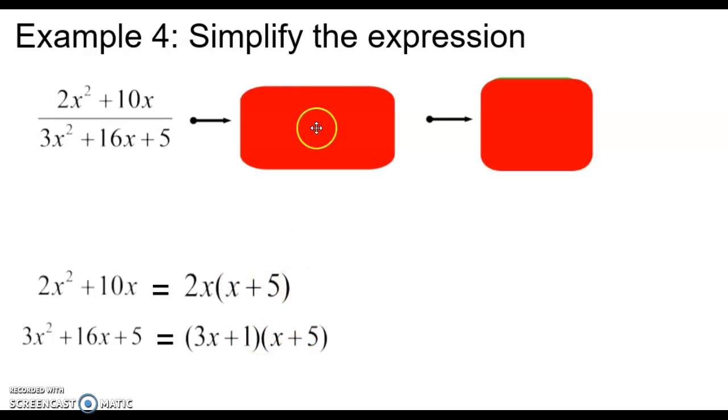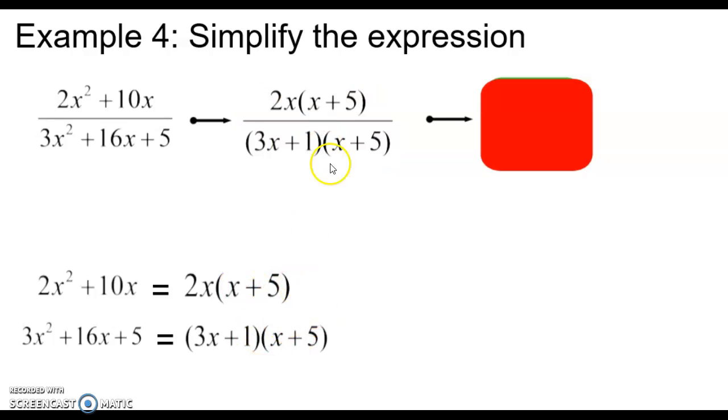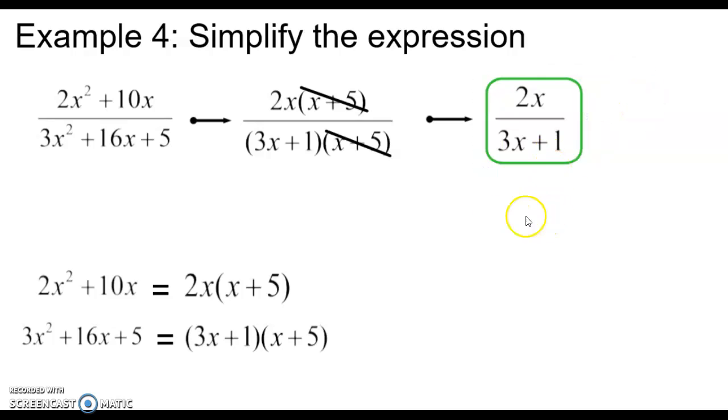So I'm going to plug those back in for both the top and the bottom of my fraction. Now I look to see if there's anything that I can cancel. I can see I have an x plus 5 on both the top and the bottom, so those are going to get canceled out. And then what I'm left with is just the 2x in the numerator and the 3x plus 1 in the denominator.